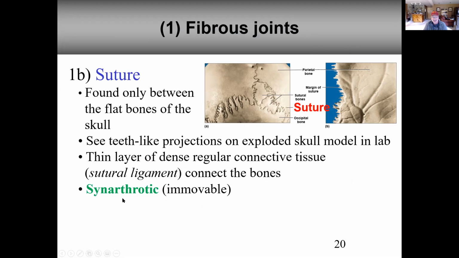Notice that this is a synarthrotic or immovable joint, which we all kind of know. Now, this is not the case in the infant. As the birthing process occurs, as we talked about in class, we don't have full suture formation yet because the skull has to be able to conform to the birth canal as the head passes through. So the formation of the suture occurs for the most part after birth. Full formation of sutures doesn't take place until after birth.